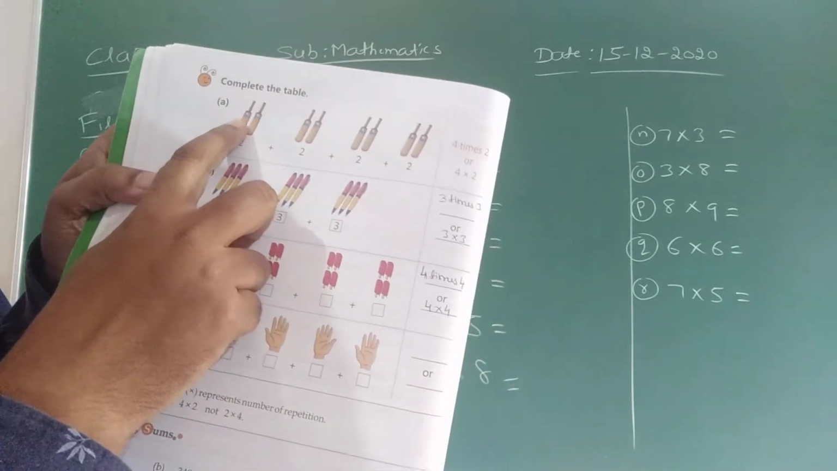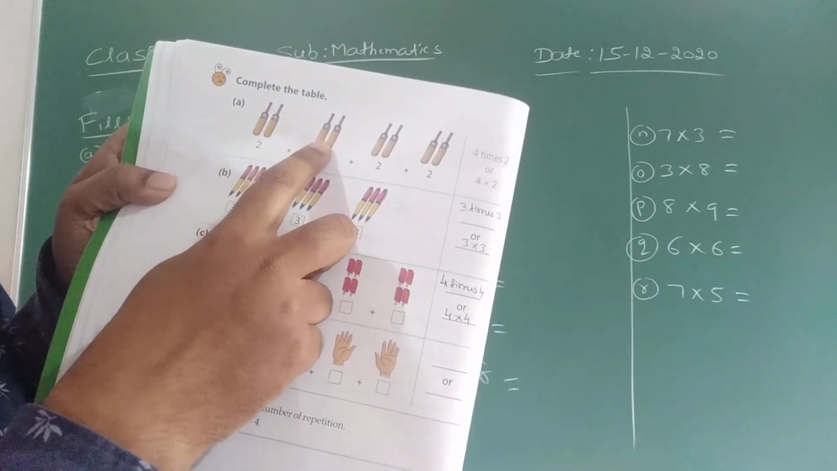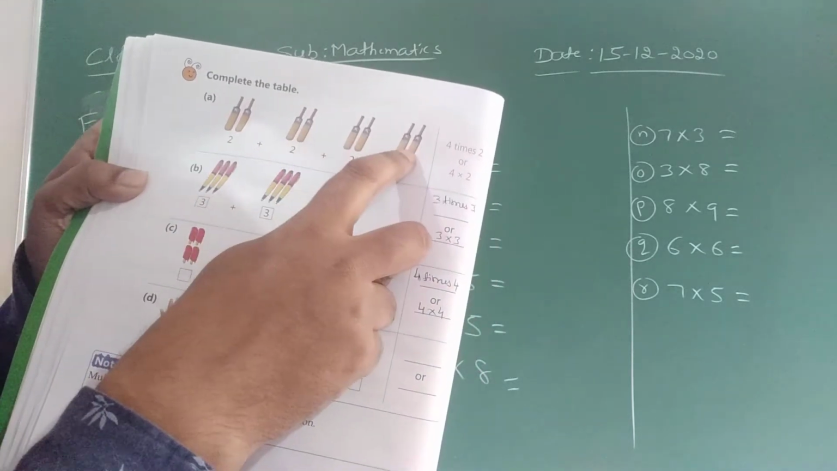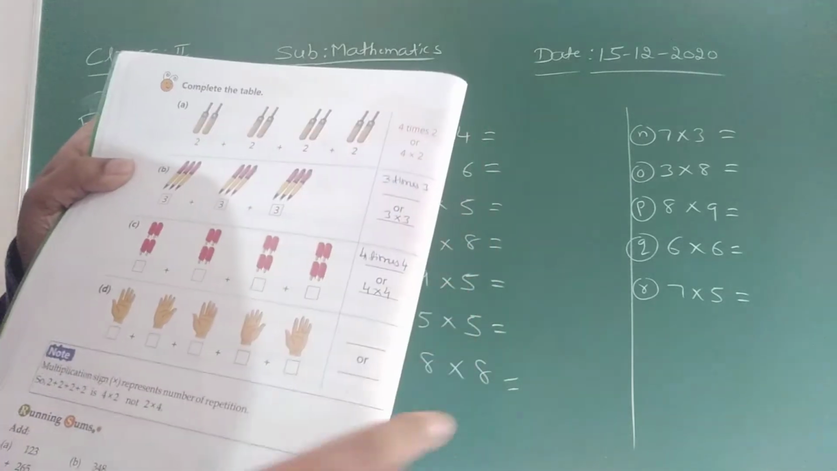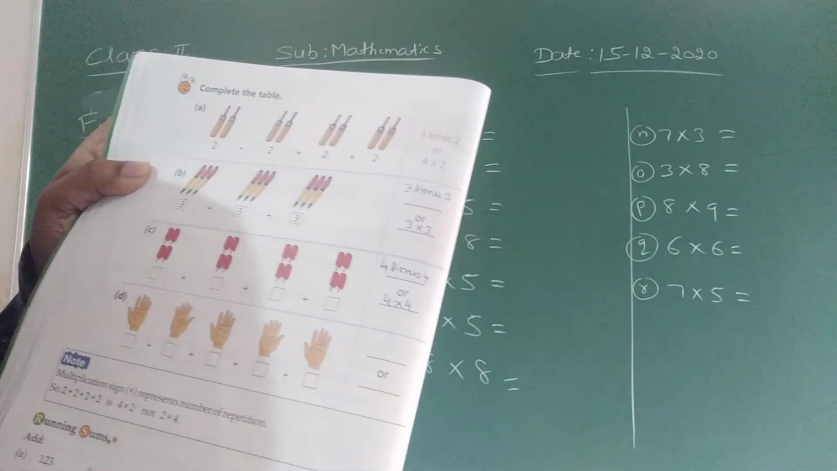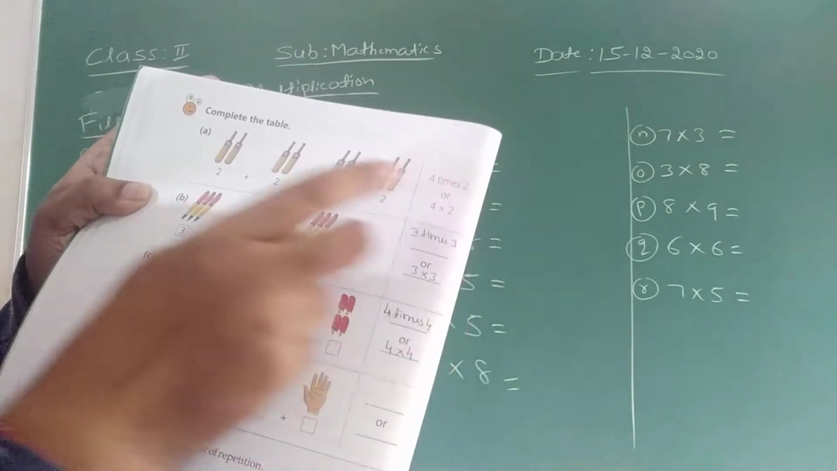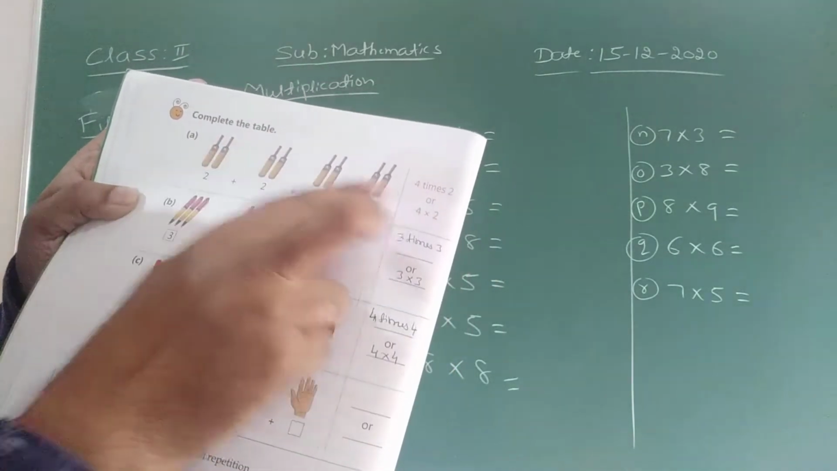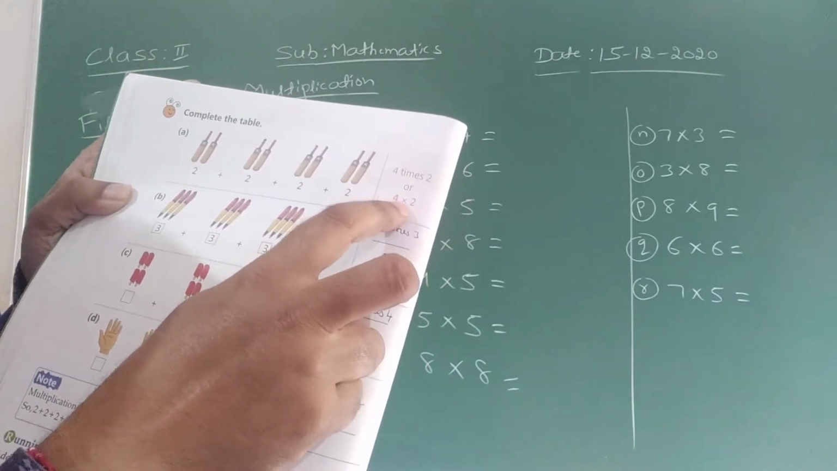Here, bats. How many bats are there? 2 bats. See, 1, 2. 2 bats. Here also, 2 bats. Here also 2 bats. Okay. See how to write this. This can be written as 4 times 2. Because understood here? Because there are total here 4 times 2. That is 4 into 2.